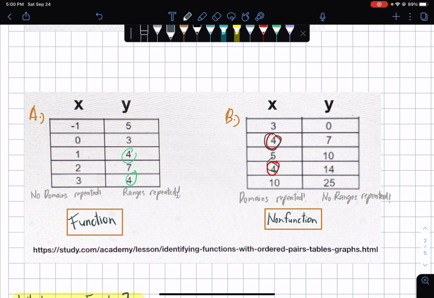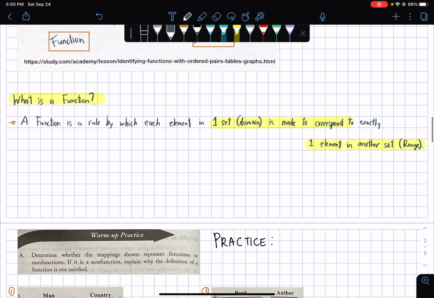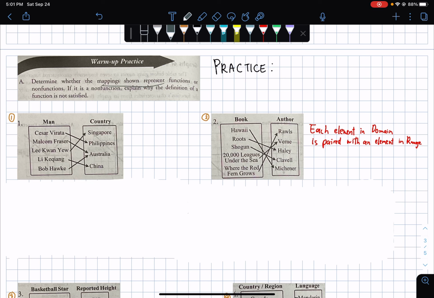So yeah, that's everything. What is a function? A function is a rule by which one element in one set is made to correspond to exactly one element in another set. So here, let's proceed to the warm-up practices. We should determine whether the mappings shown represent functions or non-functions. If it is a non-function, explain why the definition of a function is not satisfied. So yeah, let's proceed there.